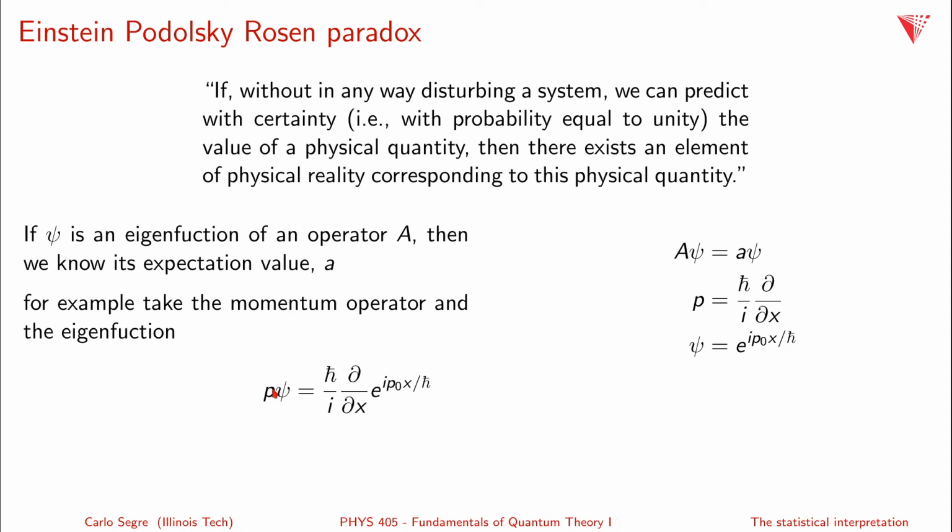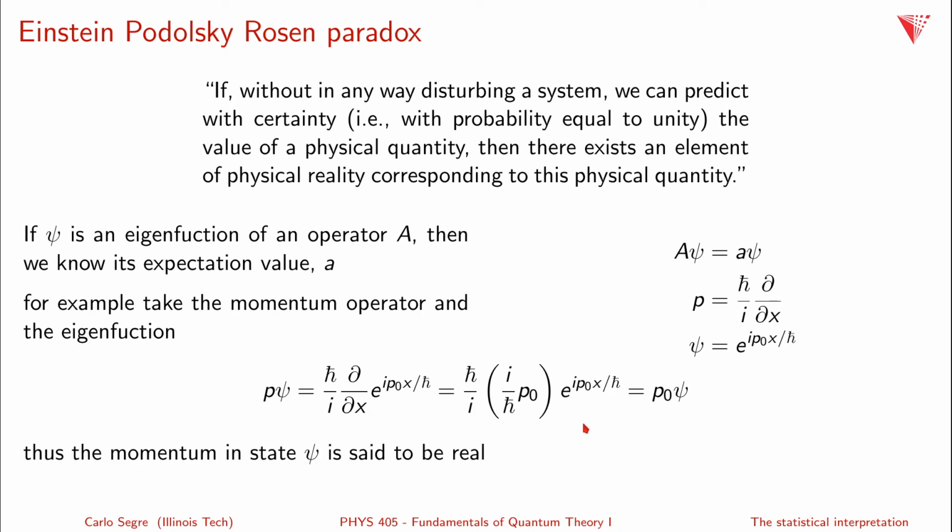If I apply the operator p to psi, I get h bar over i, partial with respect to x, applied to e to the i p_0 x over h bar. When I take that derivative, I get h bar over i times i over h bar p_0, and then I get my function back again, e to the i p_0 x over h bar. The h bar over i and the i over h bar cancel. I get p_0 times the wave function back. So the momentum in state psi is said to be real, because we can measure it.